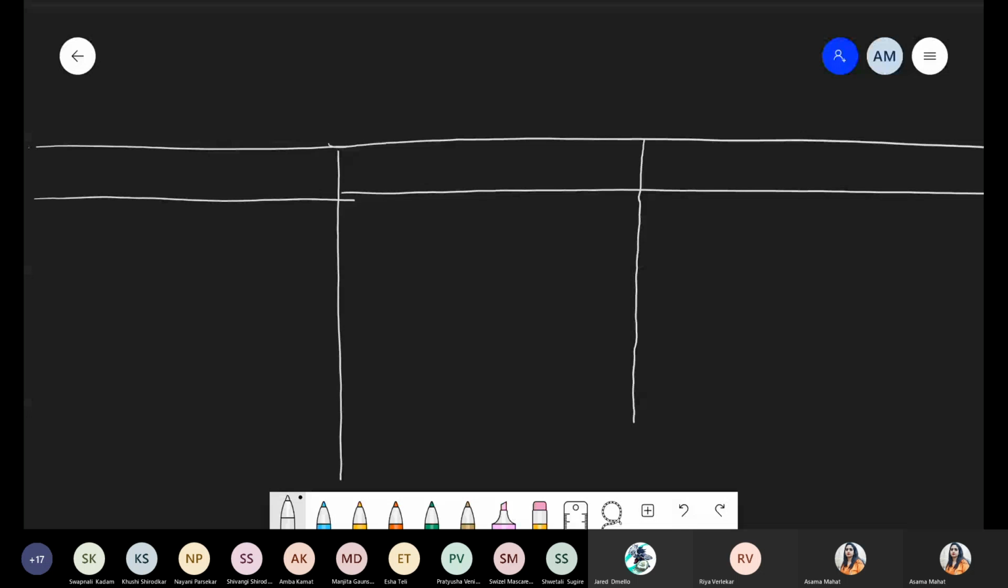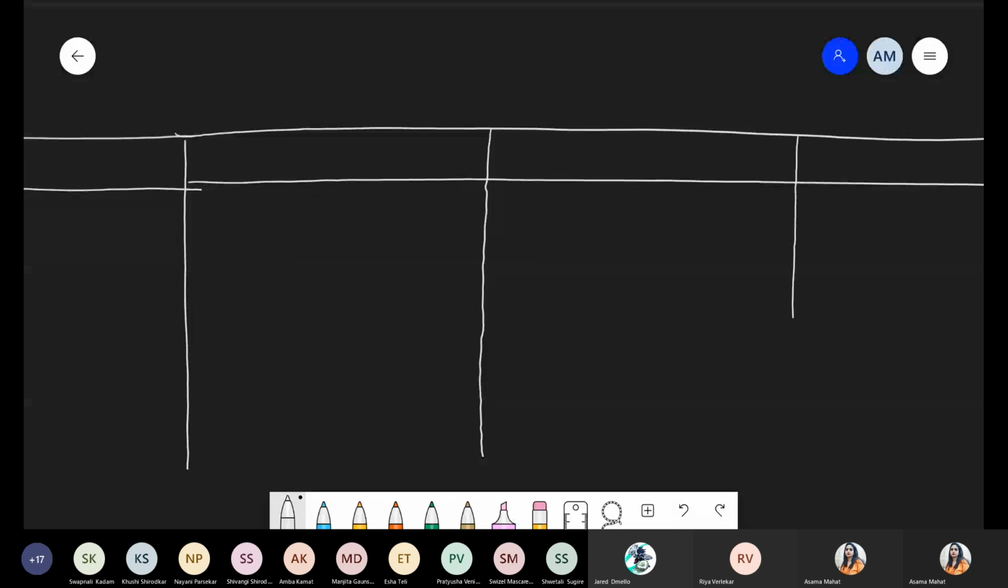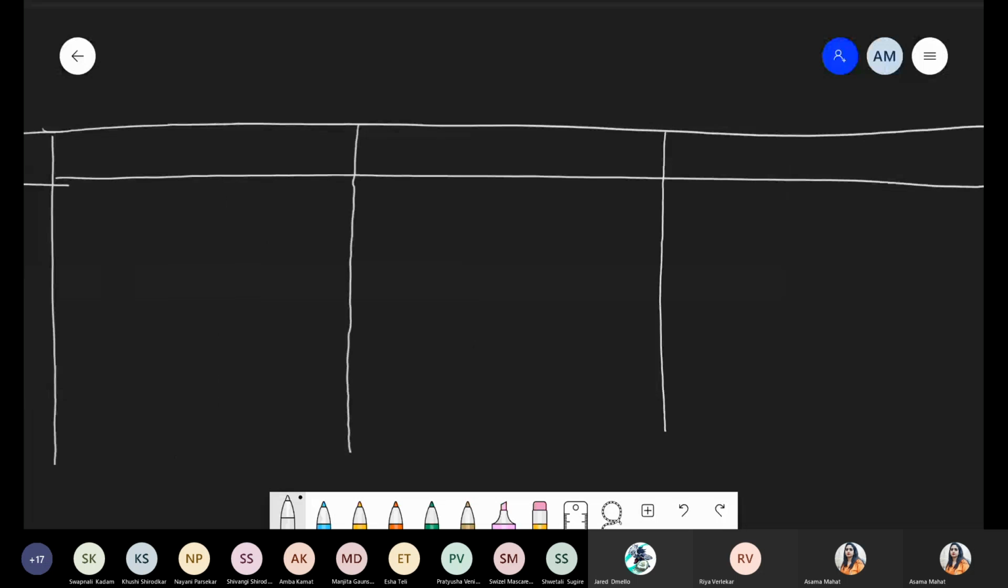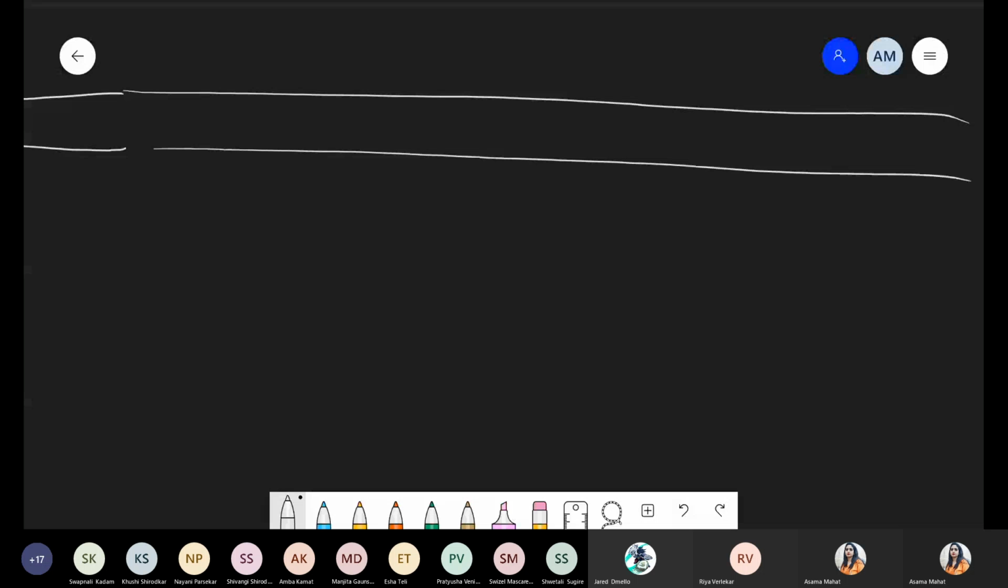One, two, three, 4, and 5. That's it. Okay, so these are the total 5 columns. So one by one, we are representing the name.